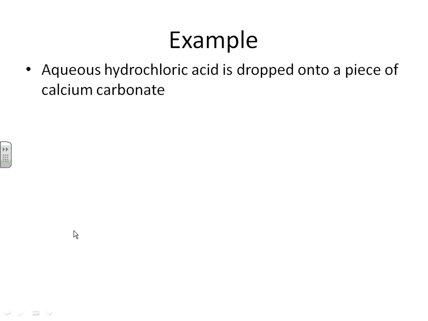So, sample problems. I have three examples that we're going to go through. First example, aqueous hydrochloric acid is dropped onto a piece of calcium carbonate. First thing we want to do, figure out the formulas for all the various reactants. Then we're going to think about what the products are going to be. Then we'll identify strong electrolytes, split them up, eliminate spectator ions, and we'll have our net ionic equation.